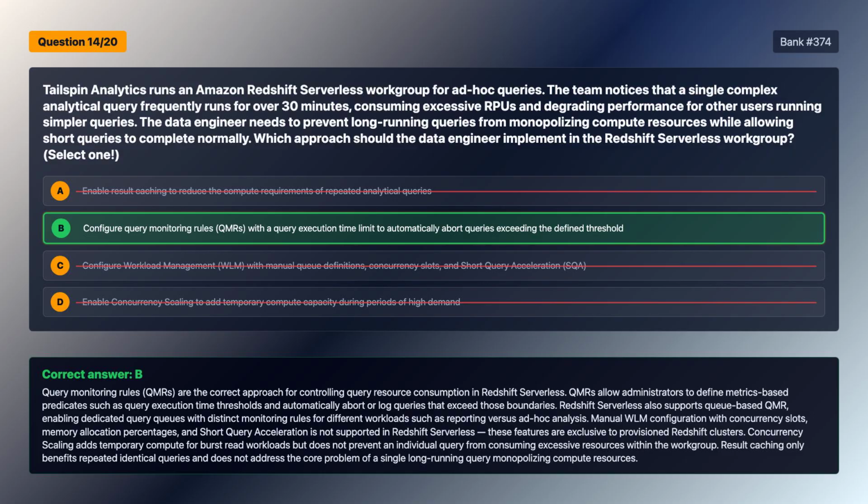Manual WLM configuration with concurrency slots, memory allocation percentages, and short query acceleration is not supported in Redshift serverless. These features are exclusive to provisioned Redshift clusters. Concurrency scaling adds temporary compute for burst-read workloads, but does not prevent an individual query from consuming excessive resources within the workgroup. Result caching only benefits repeated identical queries and does not address the core problem of a single long-running query monopolizing compute resources.